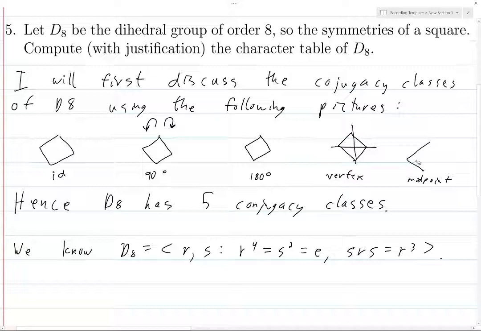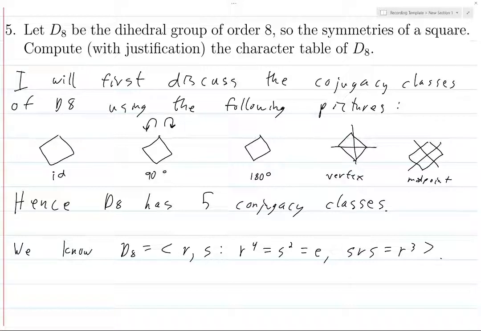Then, lastly, we have these midpoint flips. Okay, so there we go. Now it looks the way it's actually supposed to look. So those are the conjugacy classes, and if they allow you to say, oh, these are the symmetries of the square, then you can be done. Hopefully that's good enough, but it might not be. But anyways, we know that this is what D8 is. We learned this very early on in group theory.